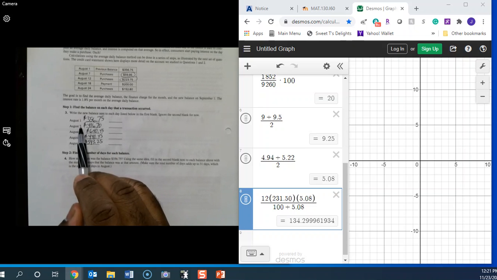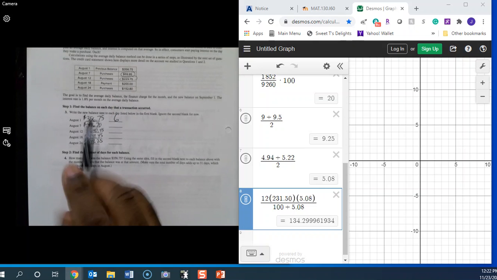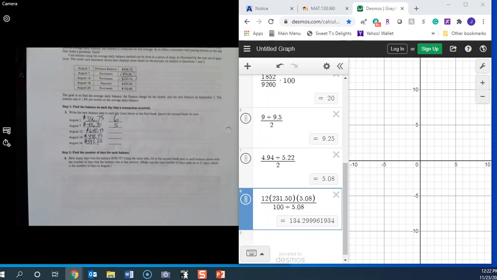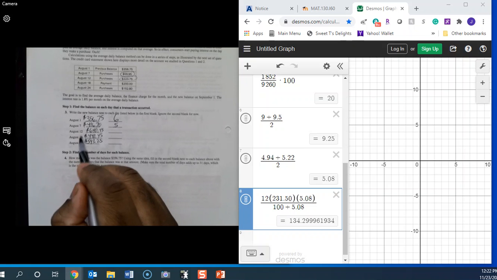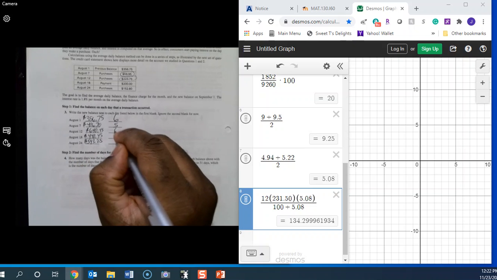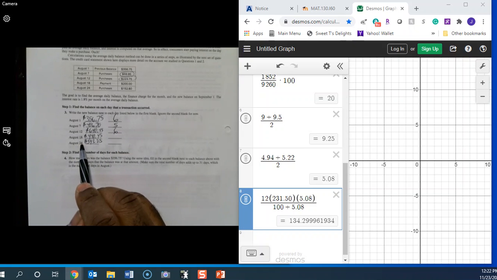Now we look here from August 1st to the 7th. We don't count the 7th. We count from the 1st to the 6th. So that'll be 6 days. Because on the 7th day, it changed. From the 7th to the 12th, we only go from the 7th to the 11th. That's 5 days. And then from the 12th to the 18th, we go 12th to the 17th. That'll be 6 days. And then the 18th to the 24th, but we know we only go to the 23rd.